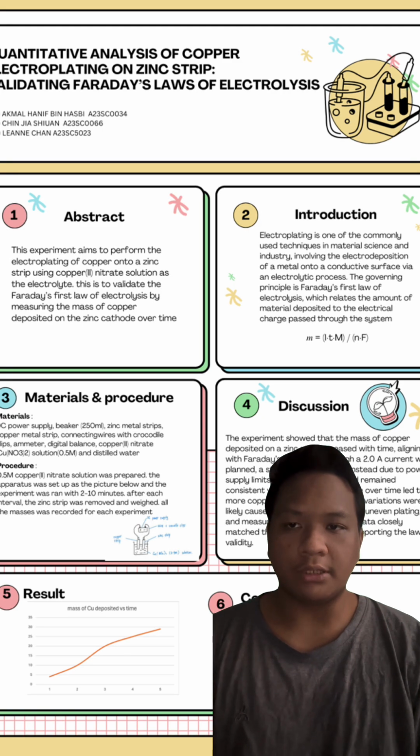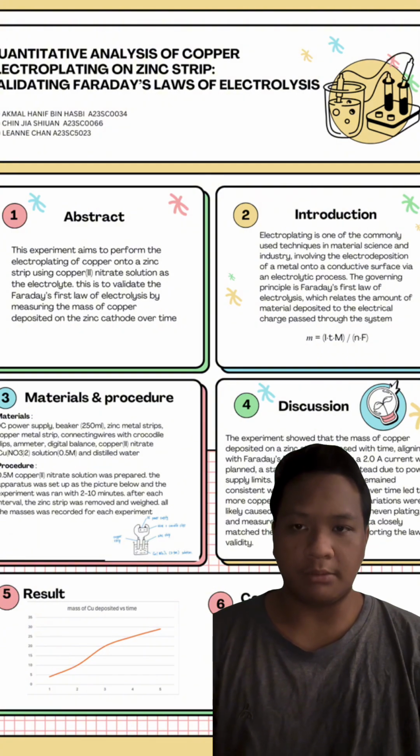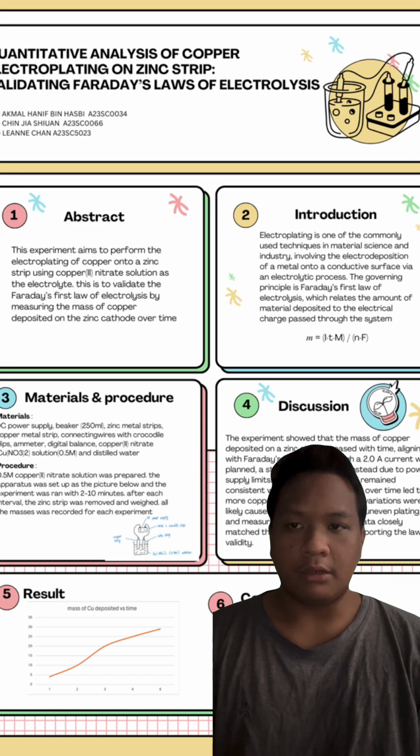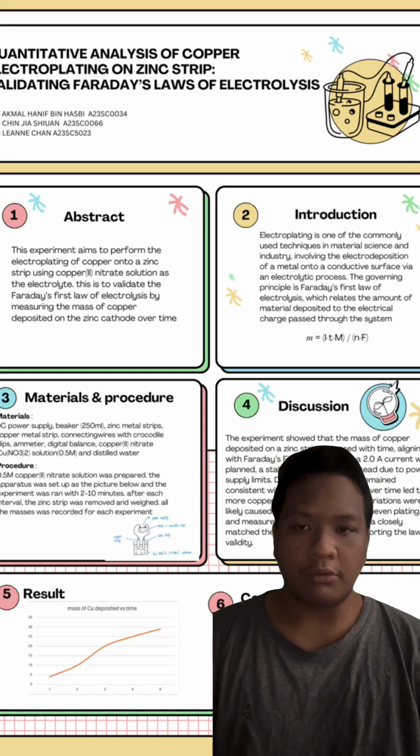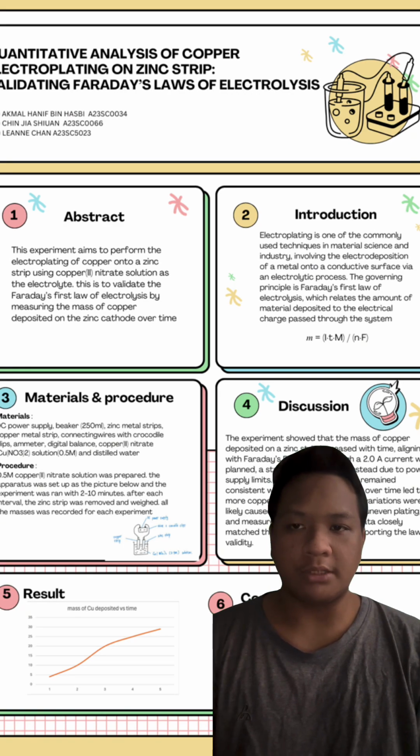For the procedure, 0.5 molar copper(II) nitrate solution was prepared. The apparatus was set up as in the picture, and the experiment was run for 2 to 10 minutes. After each interval, the zinc strip was removed and weighed. All the masses were recorded for each experiment.